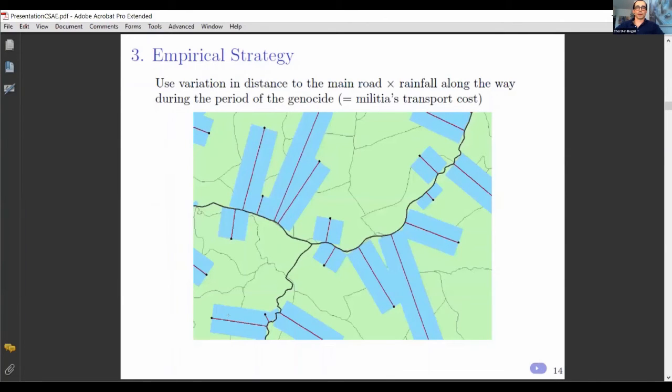So let's get to the empirical strategy. This is the way I construct the instrument. I take a village, I find the centroid, I find the closest point on the main road, I calculate the distance, I put a buffer around that distance, I calculate rainfall over that buffer, and I interact the two. I'm just using rainfall during those 100 days.